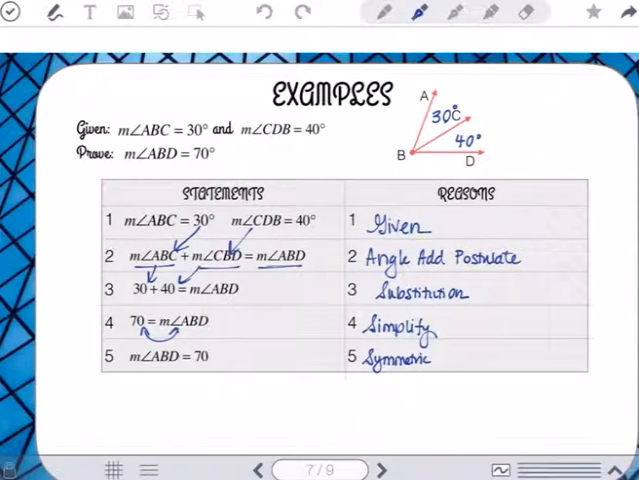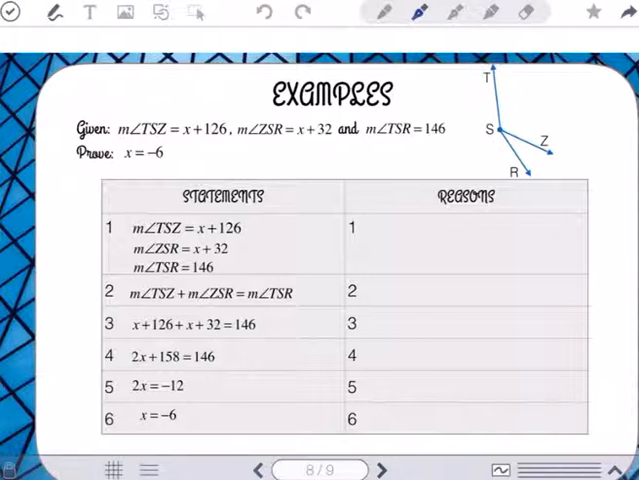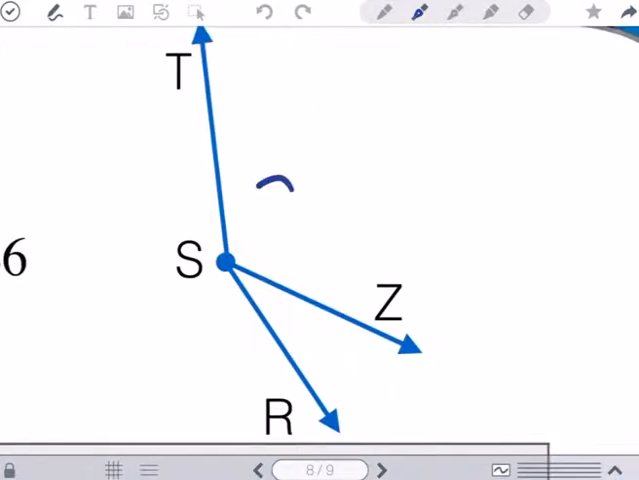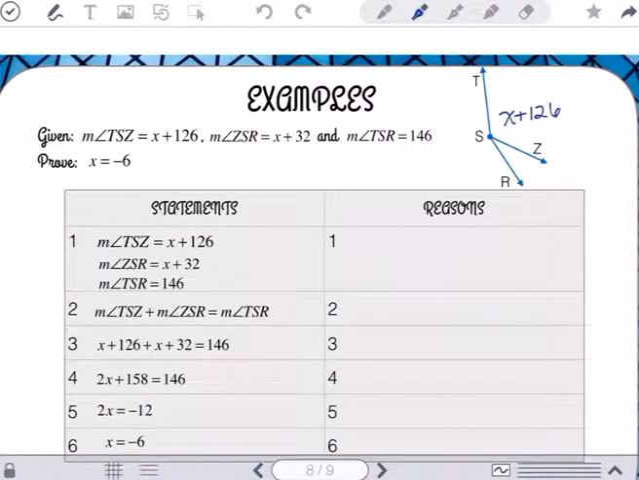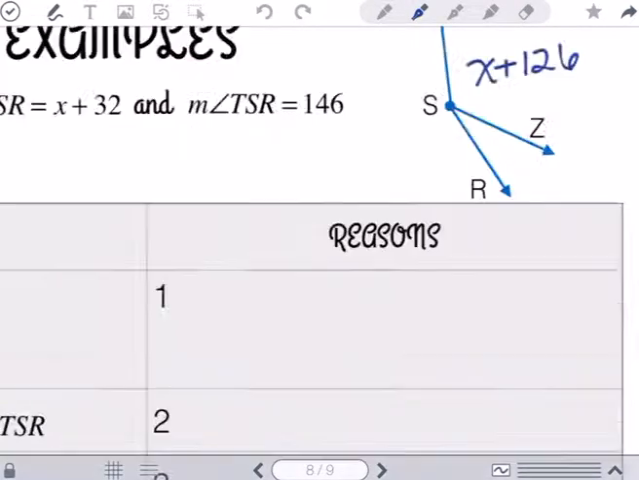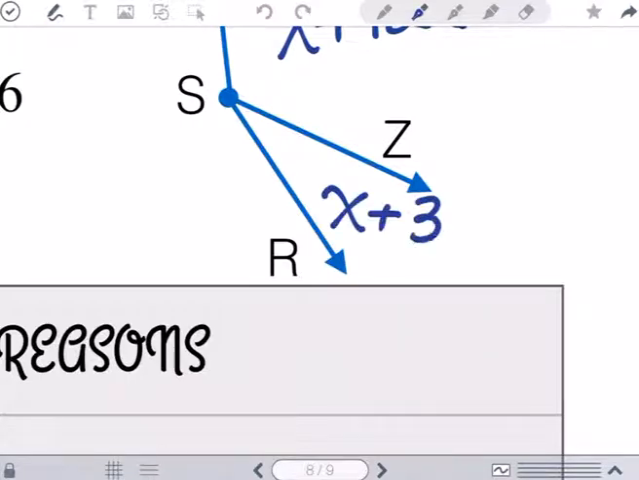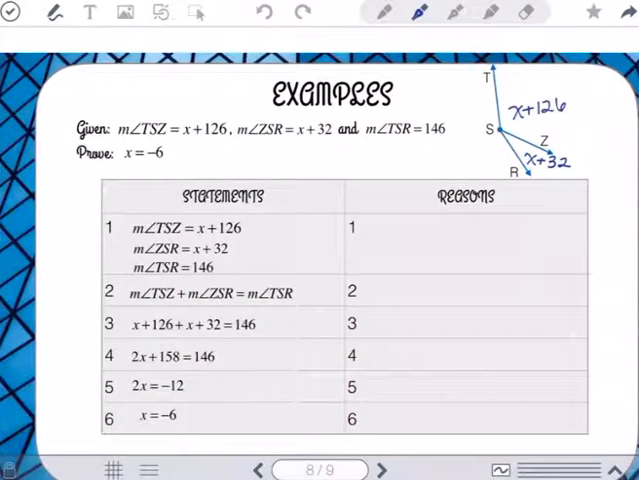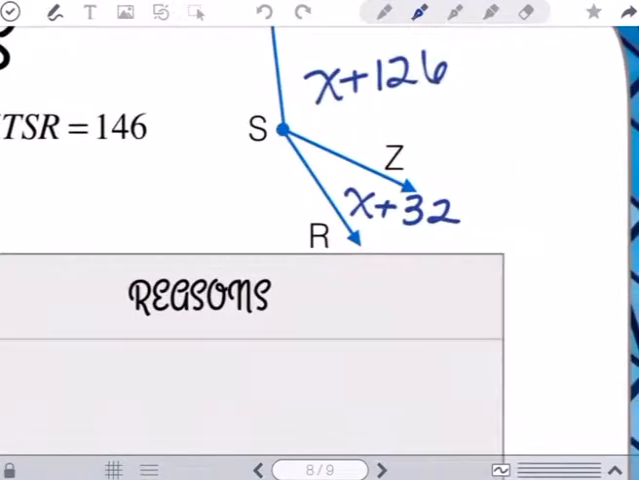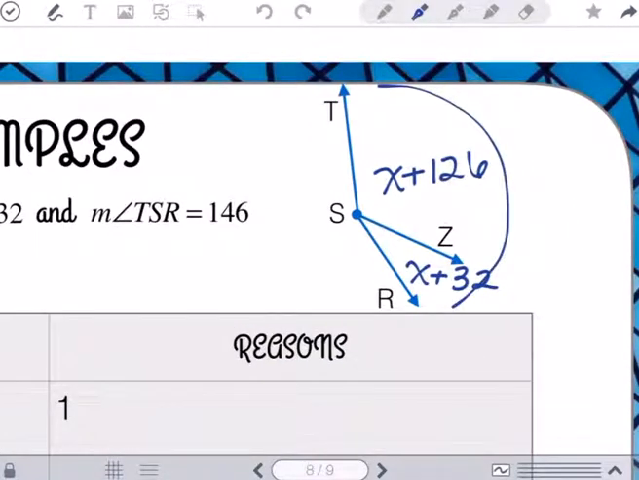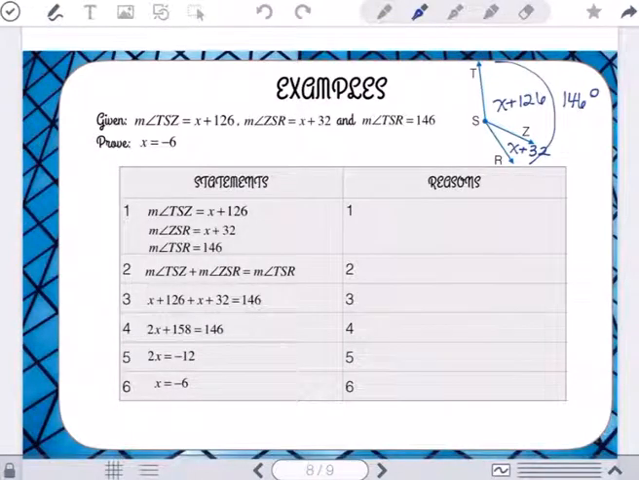So let's look at one more example using a little bit more algebra. It says given TSZ is x plus 26. I'm going to mark mine up immediately; it just helps me. ZSR is x plus 32, so that's this one here. And then your large one is 146. So I usually just do this, 146. Prove that x equals -6.